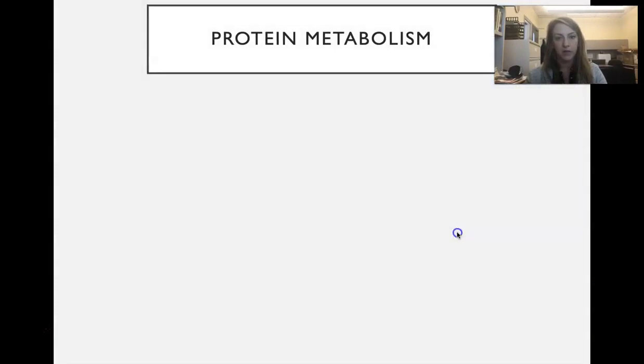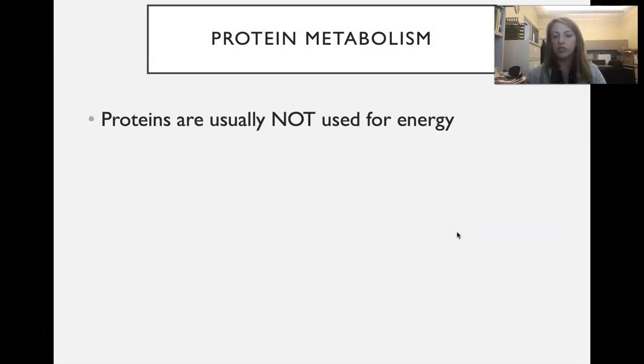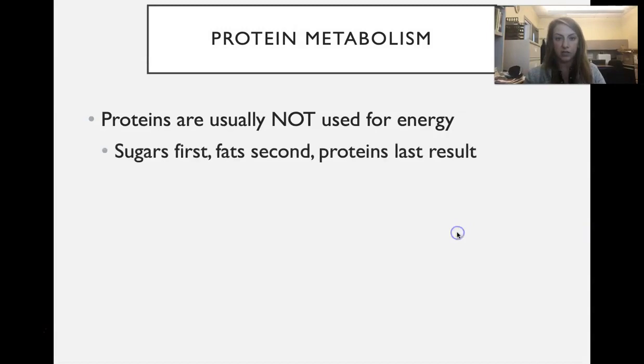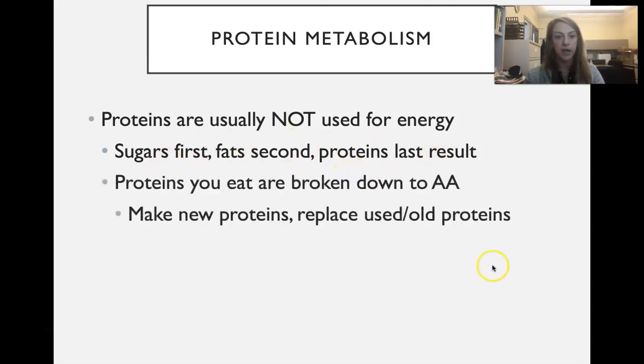Okay. So talking about proteins, proteins are usually not used for energy. They can be, but they're usually not. Instead, we use sugars first. So your body has its kind of mechanisms to do that first, right? Most readily available is going to be that glucose. So your body uses sugars first, then fats, and then proteins if it has to for energy. Primarily because proteins are going to be doing other stuff, right? Proteins are going to be in muscles, proteins are going to be for other structural components, things like that.